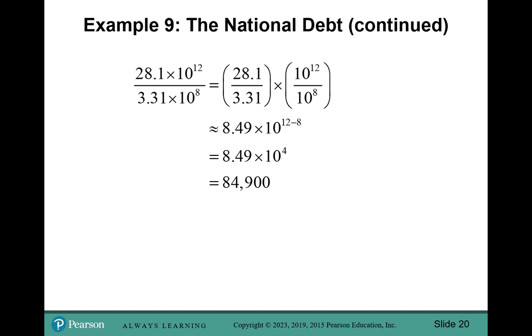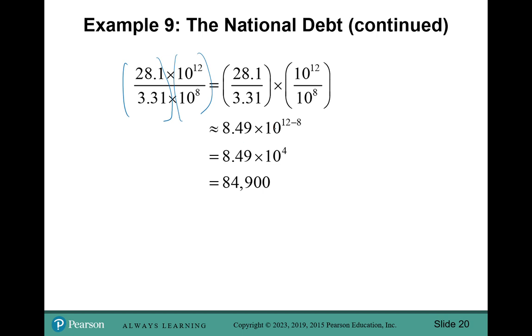Alright, so doing the math here, we put the 28.1 times 10 to the 12th on top, the 3.31 times 10 to the 8th on the bottom. Now we are going to pair the 28.1 and the 3.31 together, and then pair the 10 to the 12th and the 10 to the 8th together. What we see is 28.1 divided by 3.31 is approximately 8.49 if we keep it to 2 decimal places.